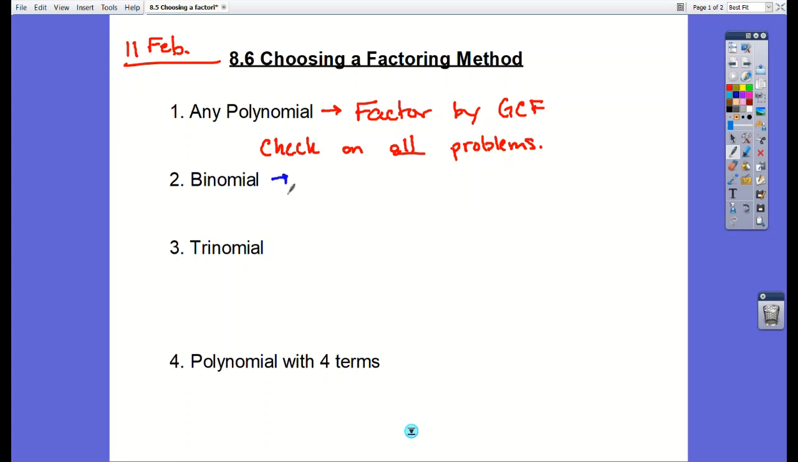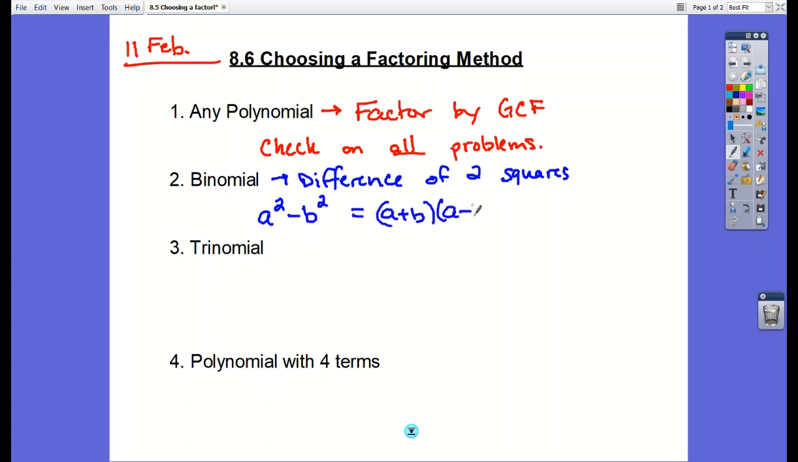So this is our difference of two squares. This is our only way. So this is our a squared minus b squared, and this becomes a plus b, a minus b. So once you've taken care of a common factor, if you notice you have two terms left, right? Binomial means two terms. If you have two terms left, you should go right to, is it a difference of two squares? If it is, you can keep factoring. If it's not, you're done.